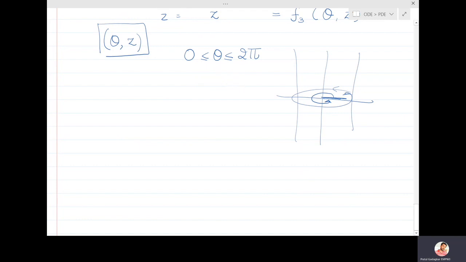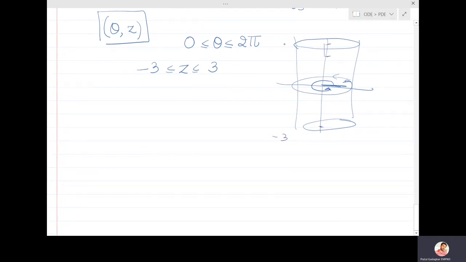So if I restrict the values of z from minus 3 to 3, it will mean that the cylinder will start at 3 and minus 3. It will be like this. So the cylinder will be between z equal to 3 and z equal to minus 3. Okay, let us quickly see one animation for the cylindrical coordinate.